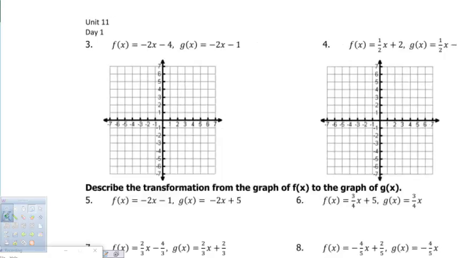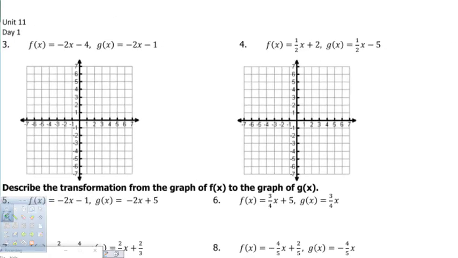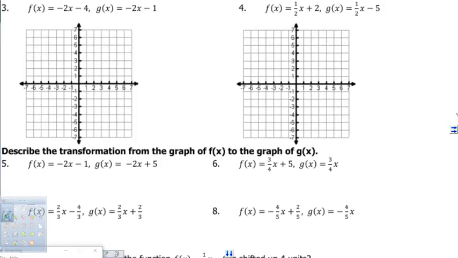Alright, next up. We've got negative 2x minus 4, and we've got g of x minus 2x minus 1. So we're going to start this first one at negative 4, and then we're going to go down 2 over 1. Right there, right there, right there, right there, right there, and right there. Okay, we can go ahead and pull ourselves a line across here, just like that.